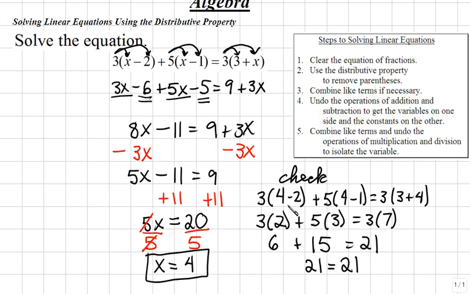Since both sides simplify to the same exact value, 21, that does verify that x equals 4 is the solution to 3 times the quantity of x minus 2 plus 5 times the quantity of x minus 1 equals 3 times the quantity of 3 plus x. So x equals 4 is our solution.